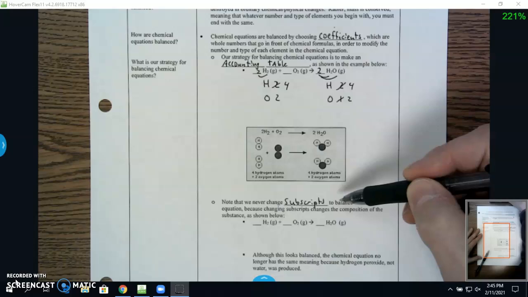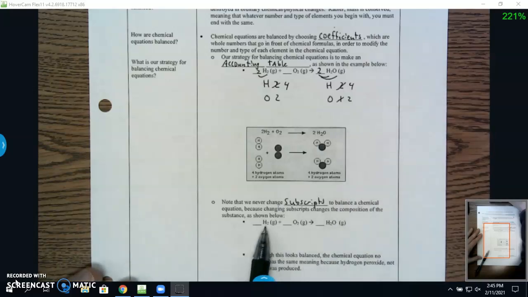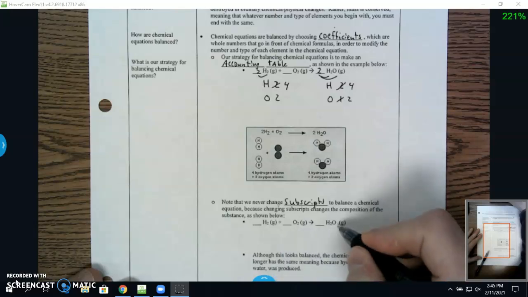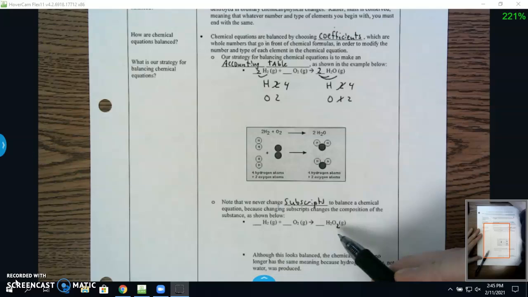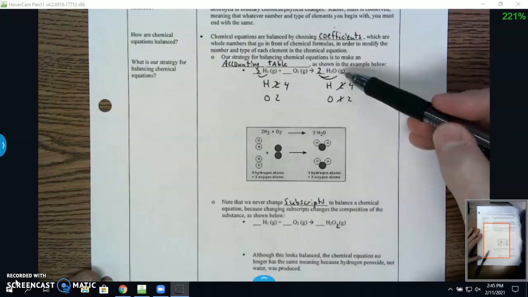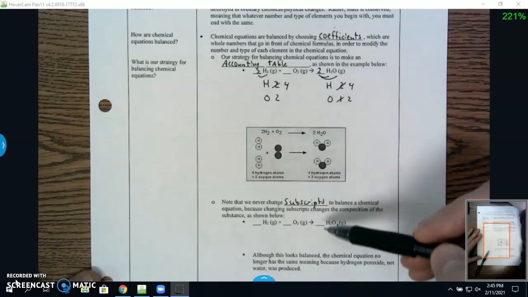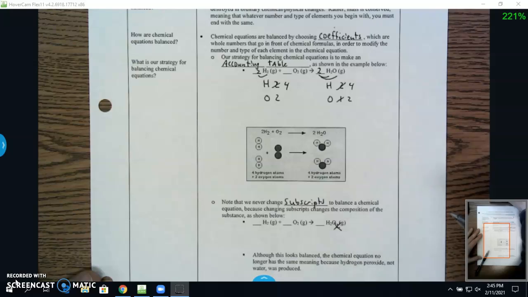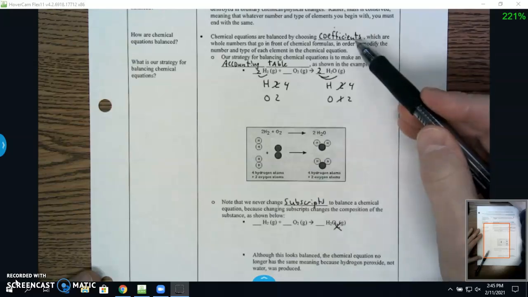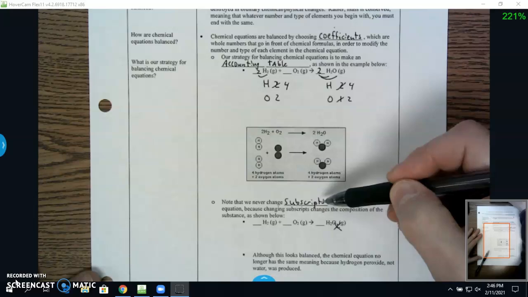So here's what some students will want to do. They'll say, okay, I've got 2 hydrogens here, I've got 2 hydrogens here, 2 oxygens here, but only 1 oxygen right here. So they'll want to change that subscript. But it changes the meaning of this chemical equation. H2O2 is hydrogen peroxide. It's the stuff in the brown bottle that you use to treat cuts. So we've changed this from a synthesis reaction that creates water to a synthesis reaction that creates hydrogen peroxide, which we can't do. So again, all we can do is balance with coefficients, never by changing subscripts.